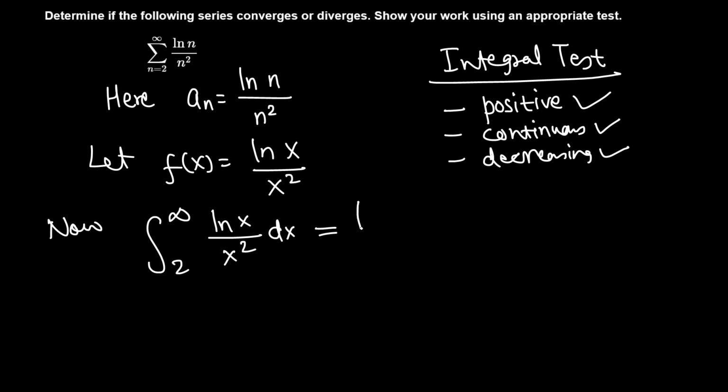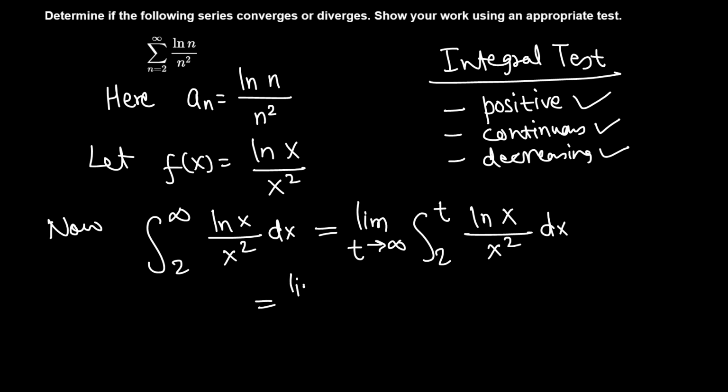This is improper because of the infinity. Let's say the upper limit is t. So the integral from 2 to t, with t going to infinity, of natural log of x over x squared dx. Now how do we integrate this?